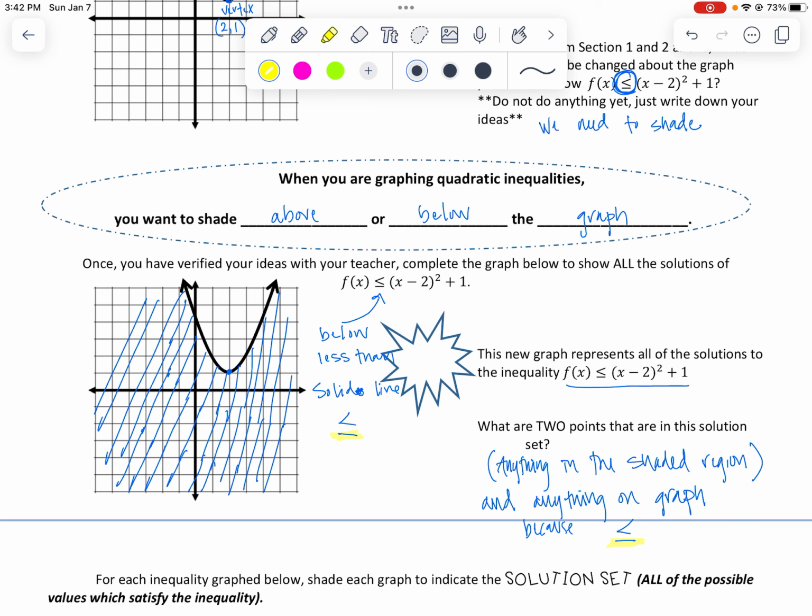So when we come to solving this and finding 2 points that are in this solution set, it could be anything inside of this shaded region. Because of the inequality, it's anything less than the y values on that graph. And because of the equal to sign, it's also anything that exists on the graph itself.